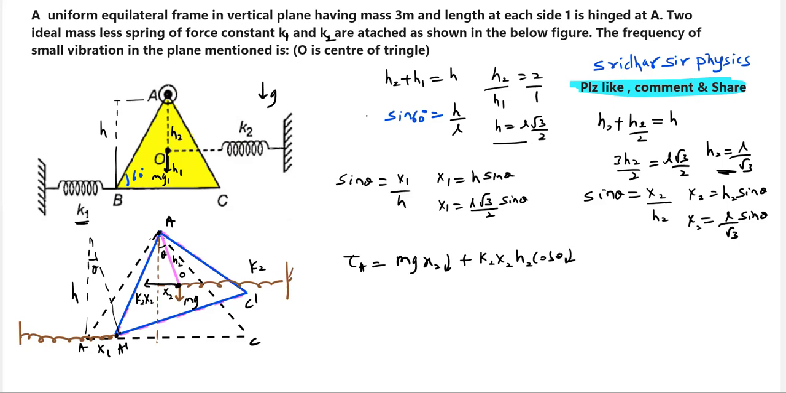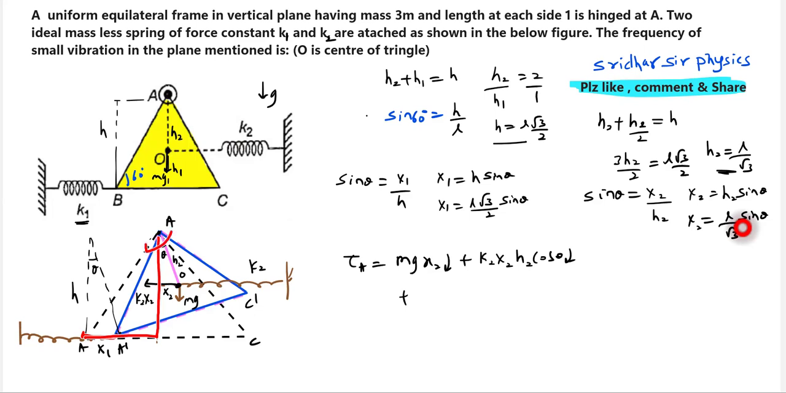This will be clockwise. Torque due to spring force K1 x1. So how does this spring force act? This is elongated, so this spring force should act in this direction. This particular spring force, how does it act? It will act in this direction, so it will set up a torque. So what will this distance be? This will become h, no? Total about point A.